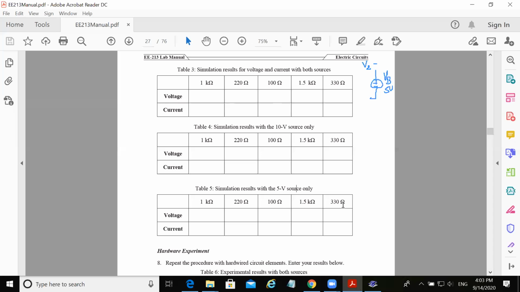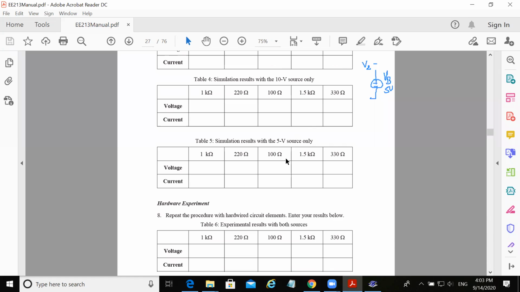Now it is straightforward to realize that the values in table number 3 should be the sum of the values of these 2 tables. Why? Because these are the results for the 10 volt source only, and in this table you have the results for the 5 volt source only. So according to the superposition principle, the sum of these 2 values should be equal to these values. Okay, because this is the table, remember, where both of the sources are activated. So please remember this thing.